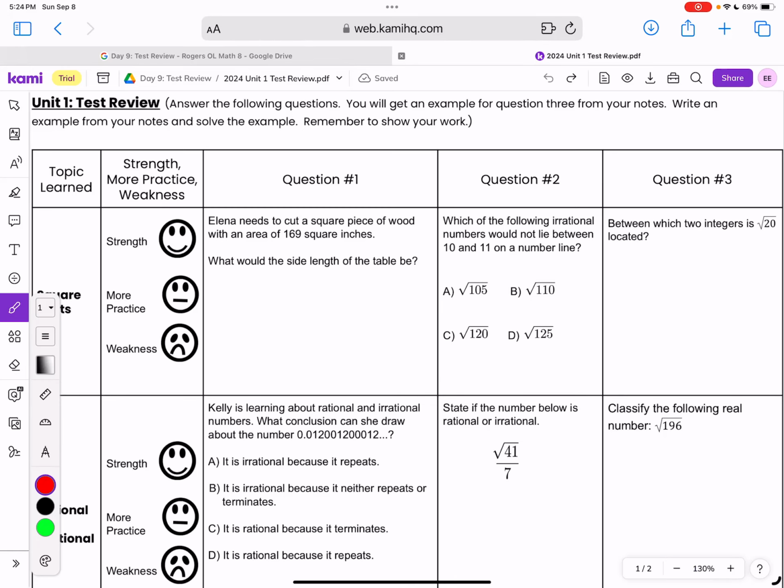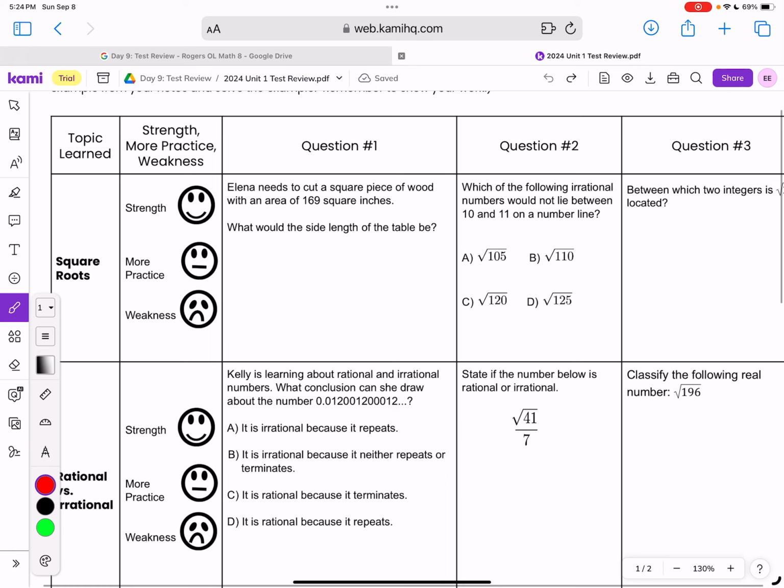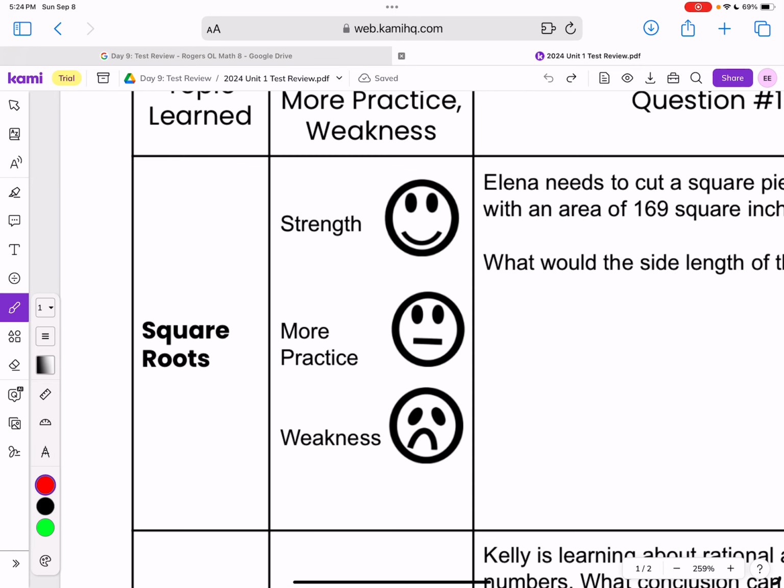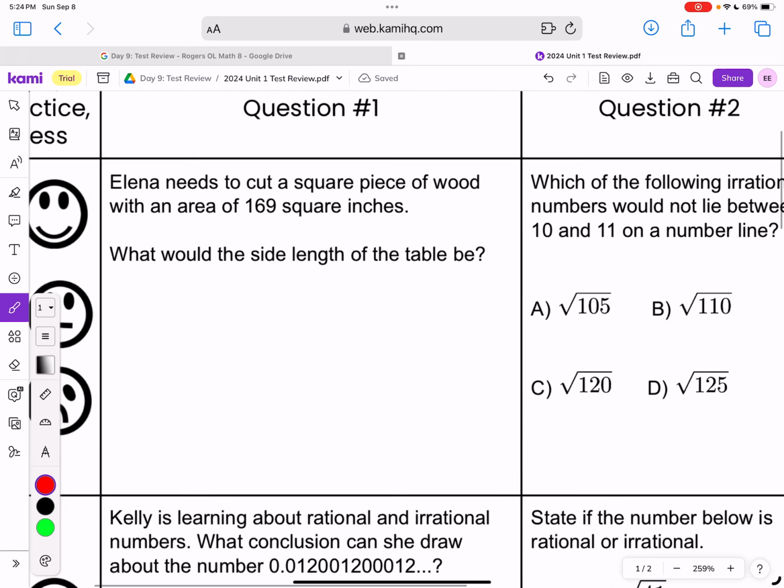Hello. So this is the Unit 1 test review. So we'll go over the different topics. The first topic is going to be square roots. Let's take a look at the first question.